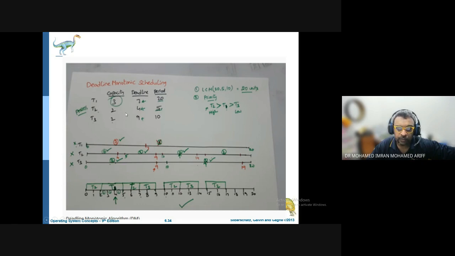Okay. Now, we look at the deadline. So, the smallest deadline is the highest priority. So in this case, 4 is the deadline. So this is the highest. T2, T1 and T3. So this is the highest. This is lowest. Okay. So we start with T2 first.